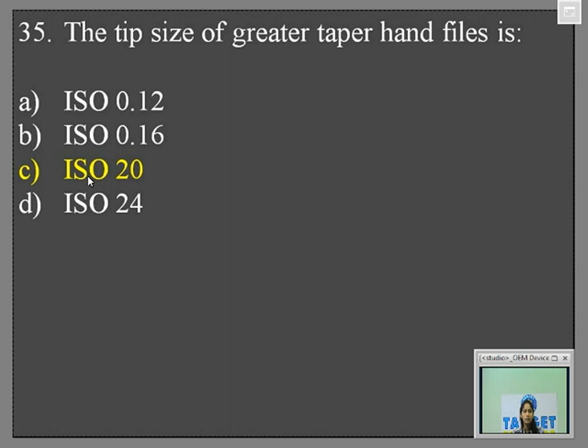RaCe is a file which has alternating high and low flutes. That means, if you see a RaCe file, at one cross section it will be touching the canal, then at the next cross section it will not be touching the canal. So you have alternating high and low flutes.